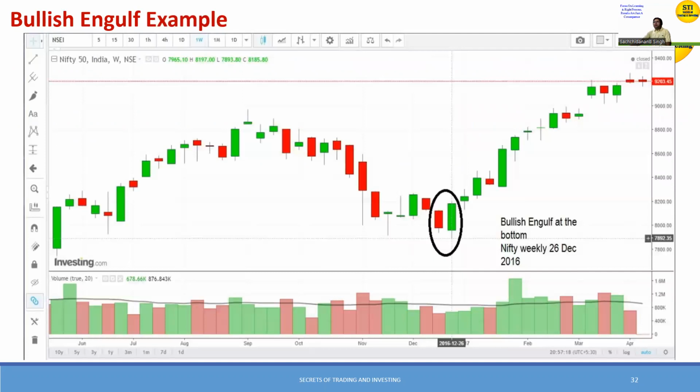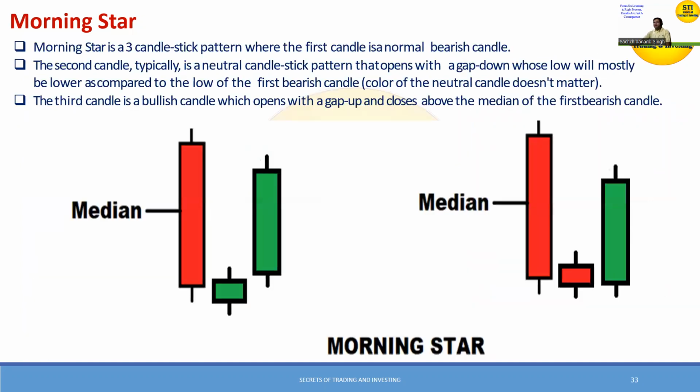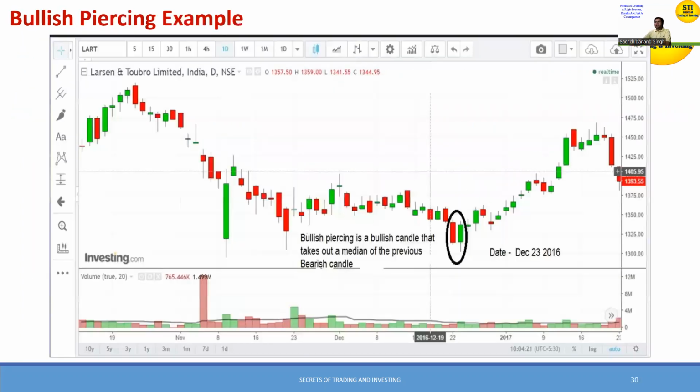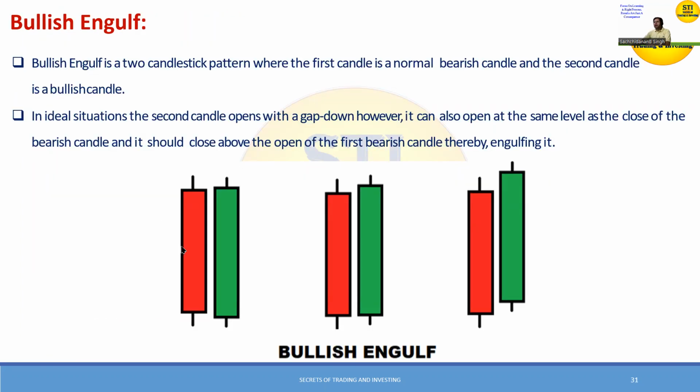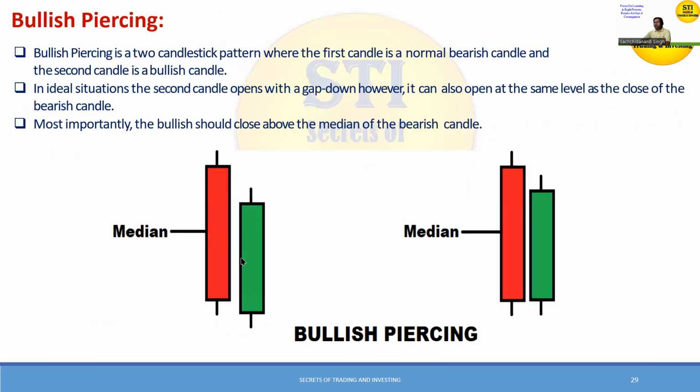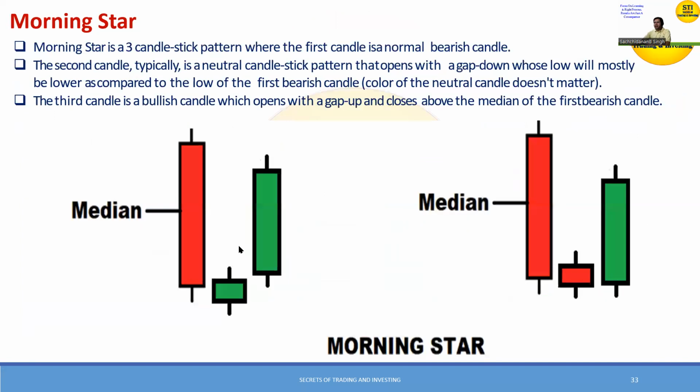Okay, and the next one is the morning star, and again it is a combination of three candles. Technically, if you look at it, it is kind of a bullish piercing itself. Rather than having two candles, it is having three candles, where the color of the middle candle doesn't matter.